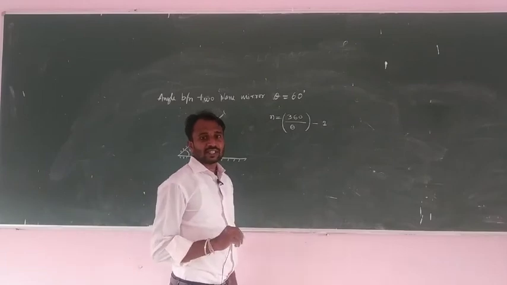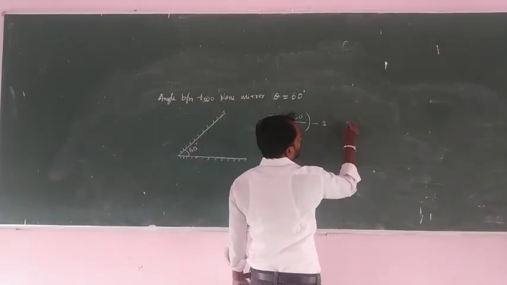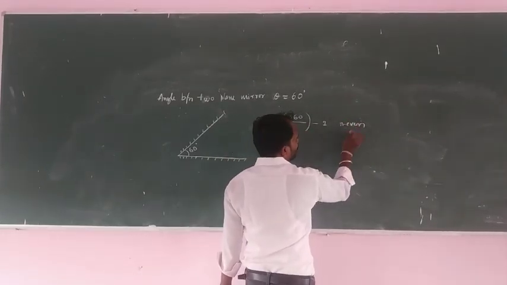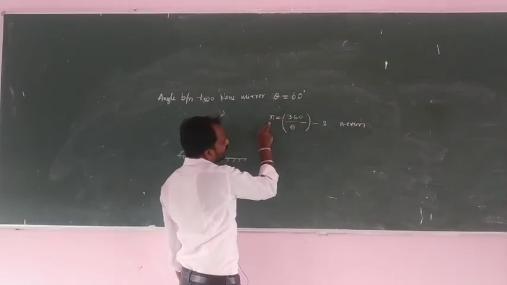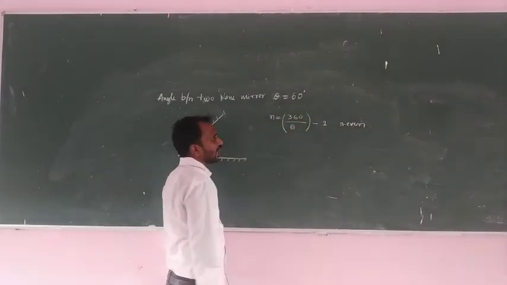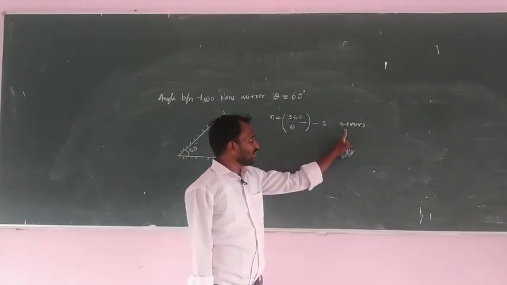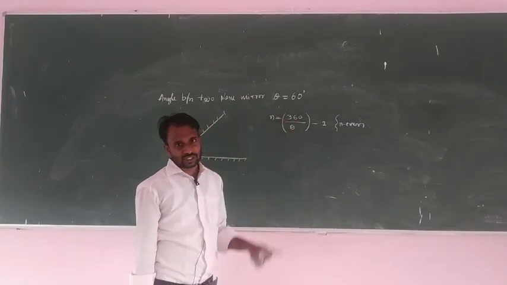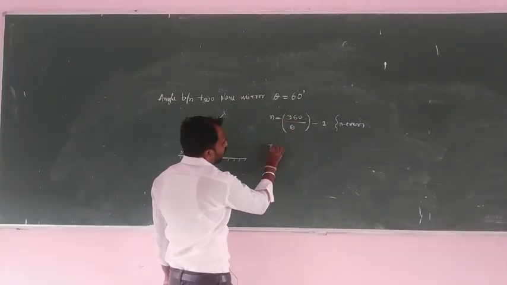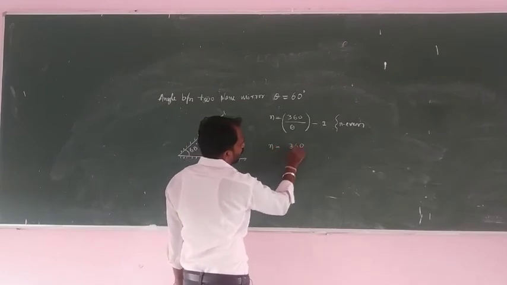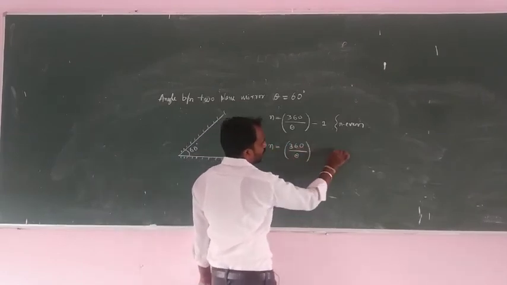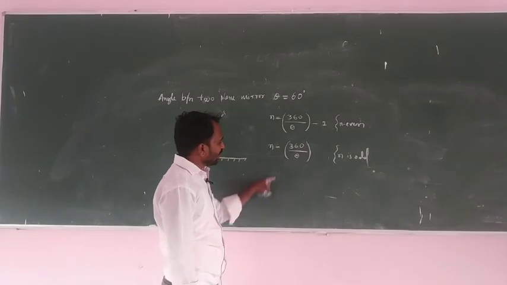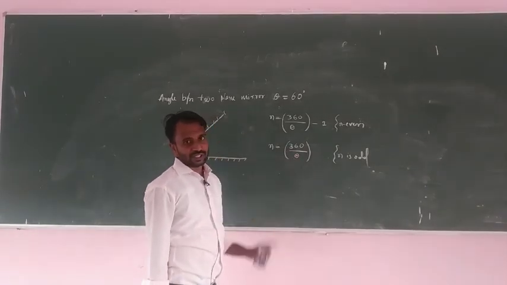When we consider the minus 1, if n is an even number, then we use the formula n is equal to 360 divided by theta, minus 1. If n is an even integer, we use that formula. Suppose n is odd, then we will consider a different formula, 360 divided by theta.